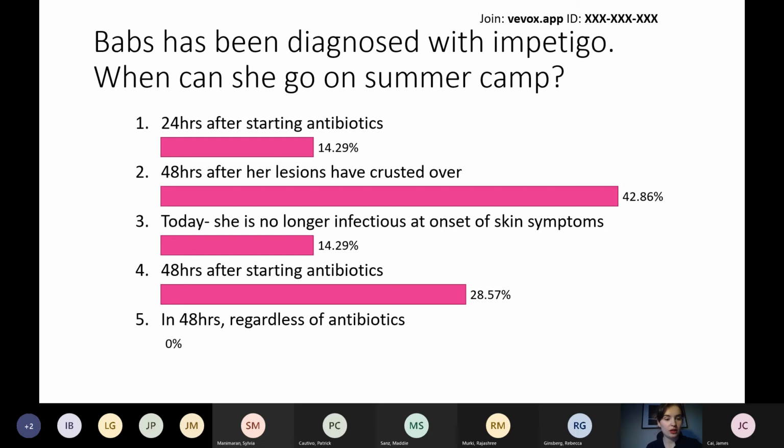Cool. So we've got 48 hours after the lesions have crusted over as the front runner. But the correct answer is 48 hours after stopping antibiotics. This is very highly infectious. As you can see before, they are crusted, so she still is infectious, and those can break off. So really we want to have already commenced treatment for her to then go back.